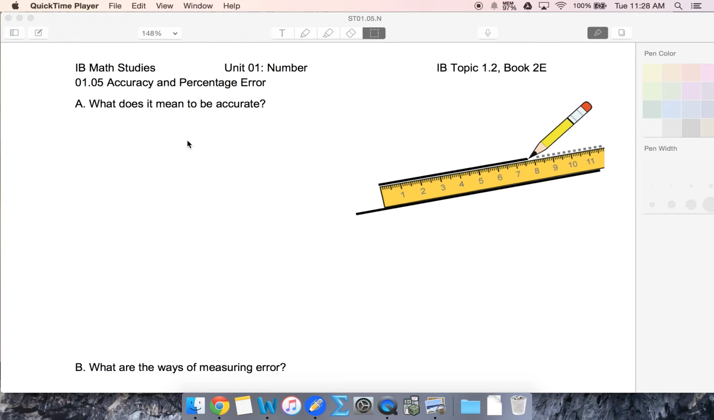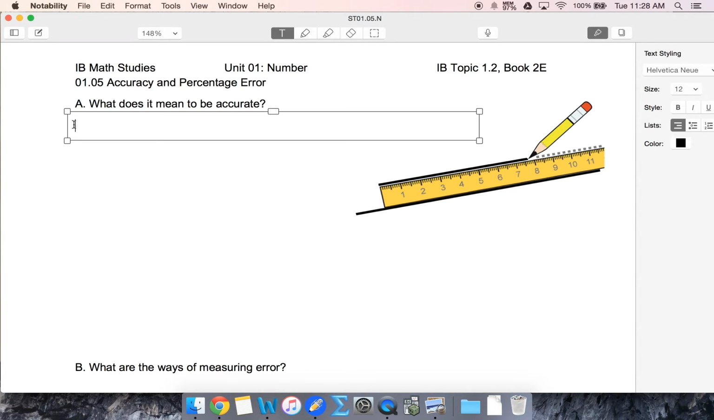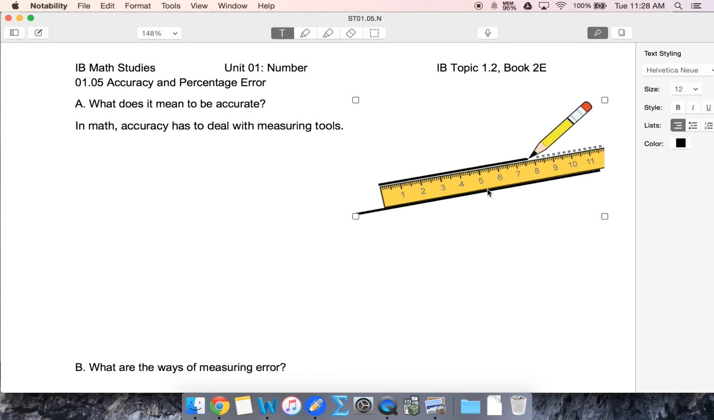So with math, we have a specific definition for accuracy, and in math, accuracy has to deal with our measuring tools and how accurate they are. So let's just add that in. So in math, accuracy has to deal with measuring tools. So let's look at that a bit more specifically.